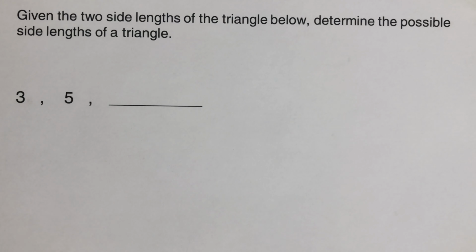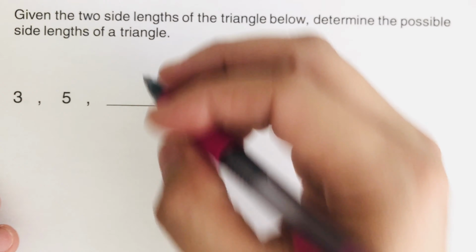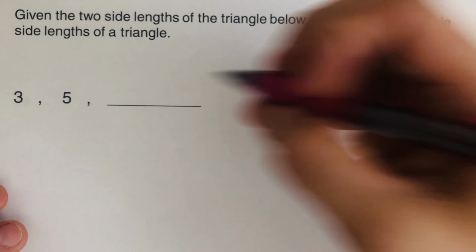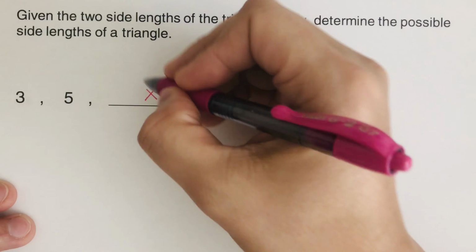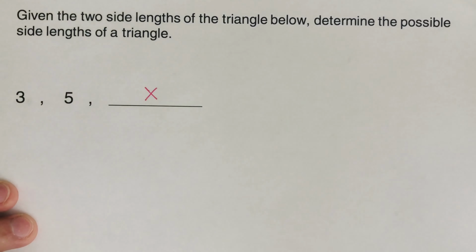So this is what we're going to do. It's pretty much the same thing as what we did in the first part. We're going to name this x, because we don't know what it is. The number on this blank is x. We don't know what it is.